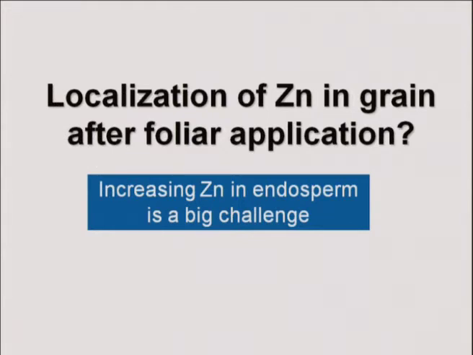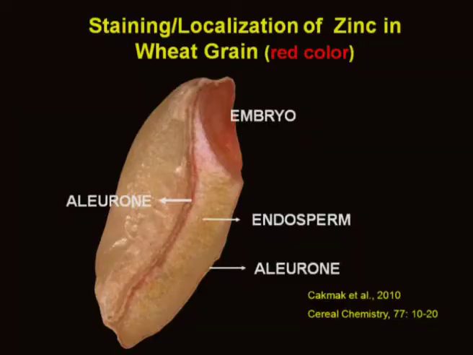So the question is, most of the zinc, I think you know very well, is located in the aleurone part and the embryo part. The endosperm part is very poor, very low in zinc concentration. So our challenge, and also the challenge of breeders and molecular biologists, is to increase zinc in the endosperm part. That is the most important part that we eat. Normally, when you analyze the zinc concentration, the embryo and aleurone, the bran part, is very rich. You can find 50 ppm, 100 ppm zinc, but in the endosperm part it is very low, 8 ppm or 10 ppm.